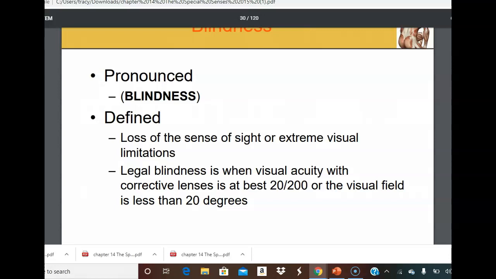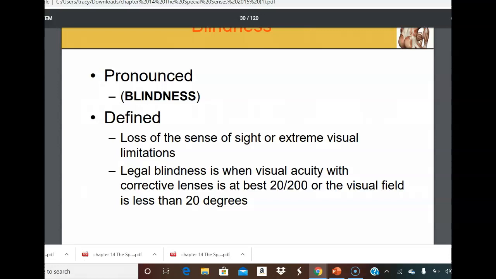Legal blindness is someone whose visual acuity, even with appropriate corrective lenses, is at best 20/200. So that's like the big E at the top of the Snellen chart that you look at. And so that is someone who can sometimes see images and colors, but everything is just completely blurry. Okay, now it could be different.